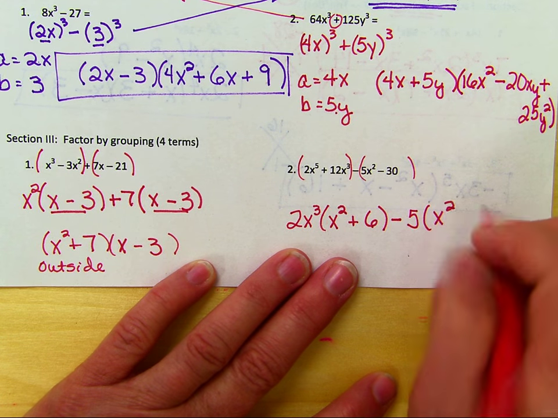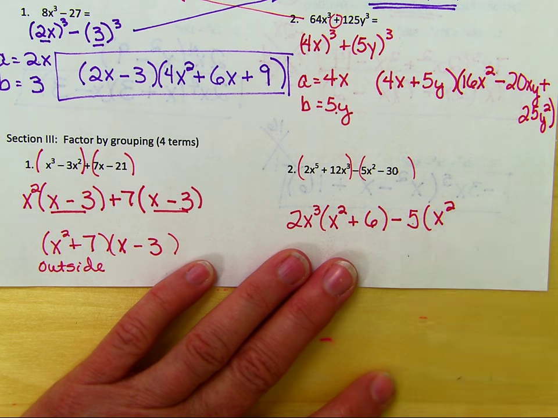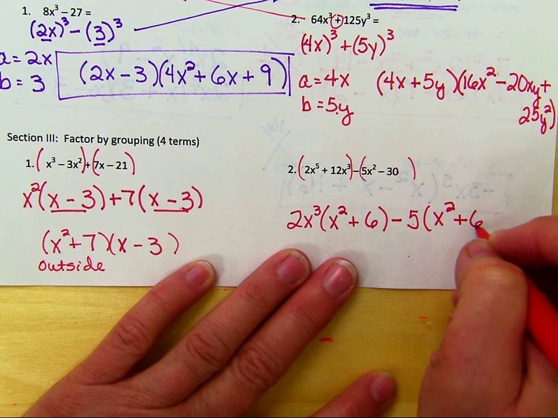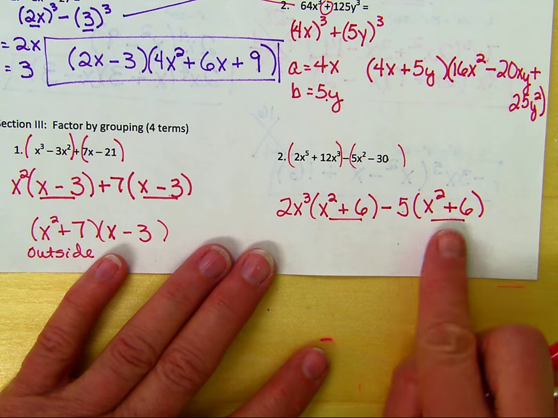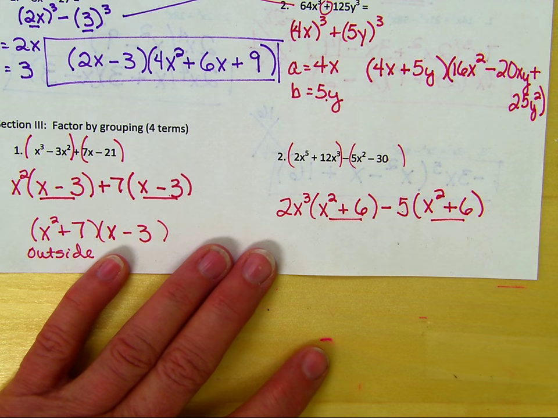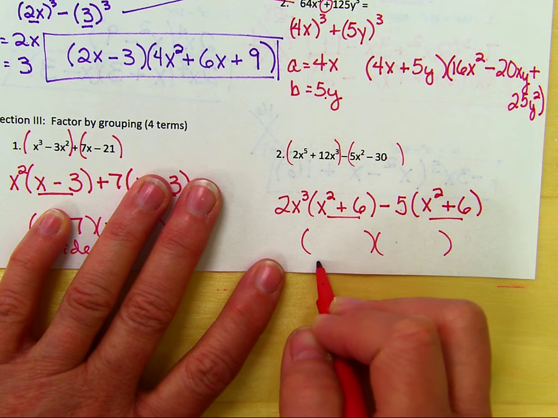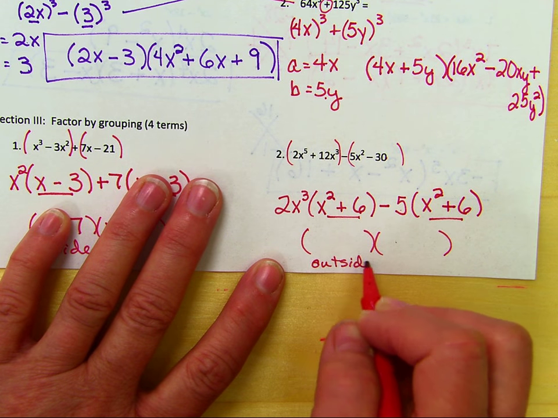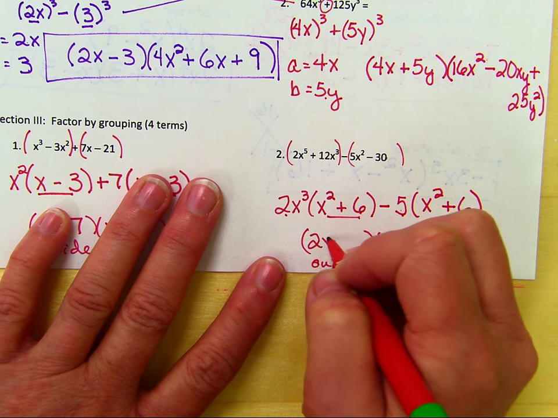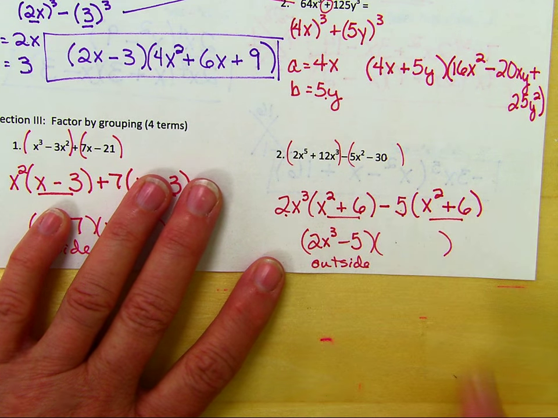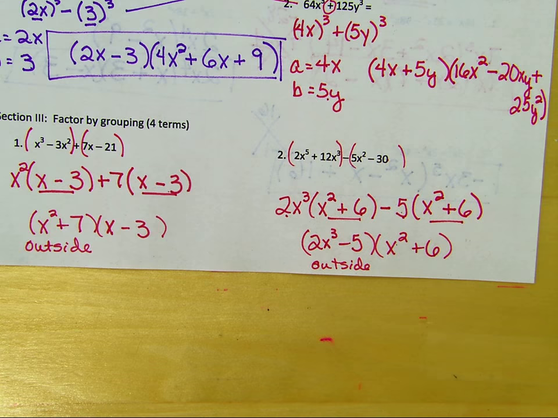Anytime you have a minus here, it's going to change all the signs. If I divide negative 30 by negative 5, I'll have a positive 6. These two have to match. If they don't match, you made an error. Probably that sign right there. So when you go to write your answer as two parentheses, the outside comes to the first parenthesis, 2x cubed minus 5. And the inside is the other parentheses. But only once. It's only represented one time.